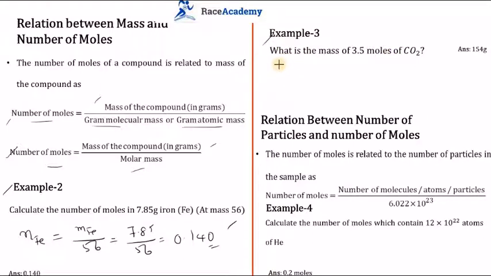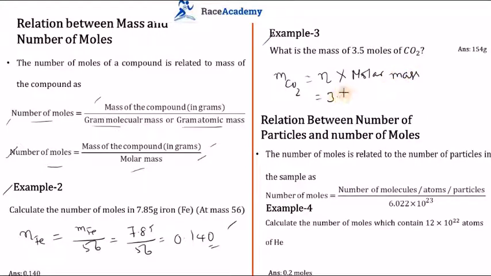So you know the mass of the substance we can calculate. So how can we calculate mass of the substance? From this formula: mass of the substance is equal to number of moles of the substance into the molar mass of the substance.